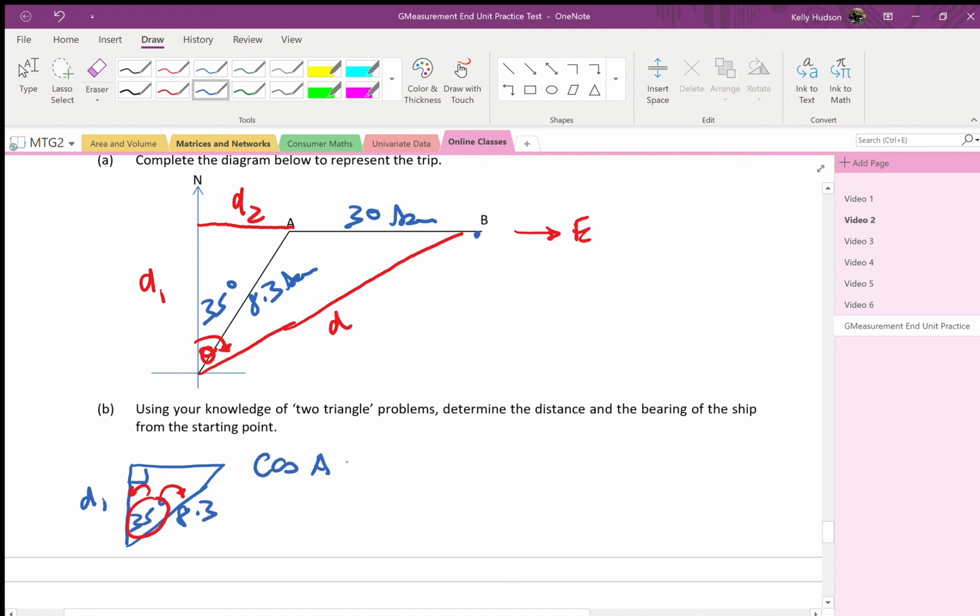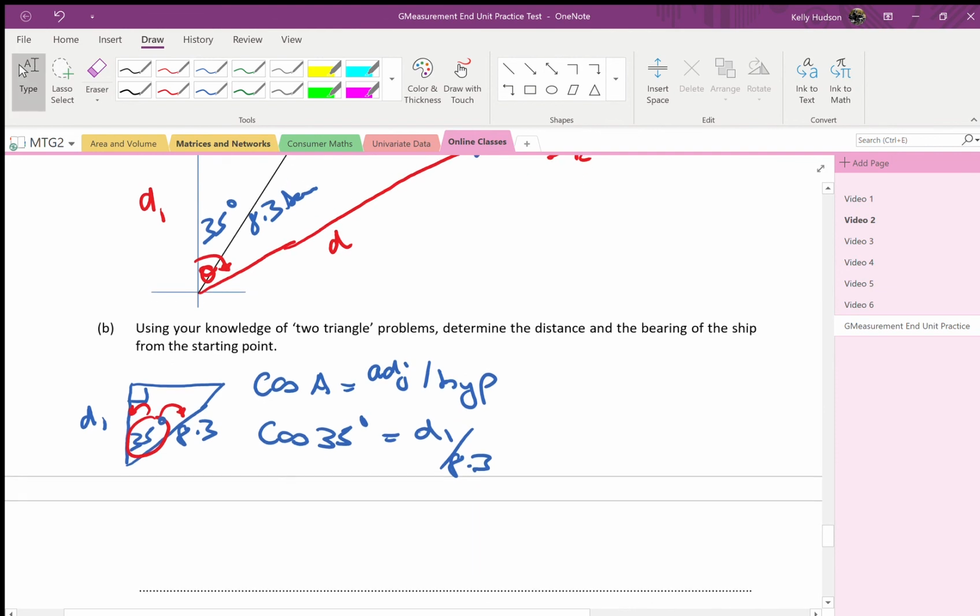That's equal to opposite divided by my hypotenuse. No, it's not opposite, it's adjacent. ADJ. Okay, so cos of 35 degrees is equal to my adjacent side D1 divided by 8.3. And I multiply both sides by 8.3. So D1 is equal to cos 35 degrees multiplied by 8.3. And that's equal to 6.8 kilometers.